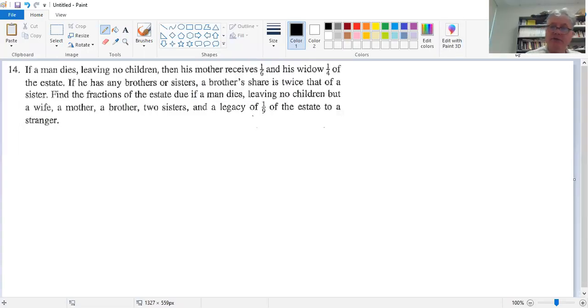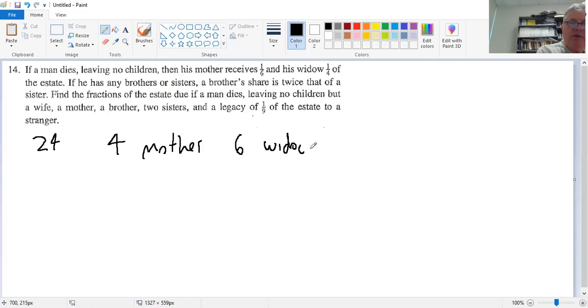Okay, here's the first of the book problems. Since the mother receives a sixth and the widow receives a quarter, let's initially divide up the estate into 24 shares. So if there's 24 shares, then 4 are going to go to the mother, 6 is going to go to the widow, and there's 14 going to go to the siblings.